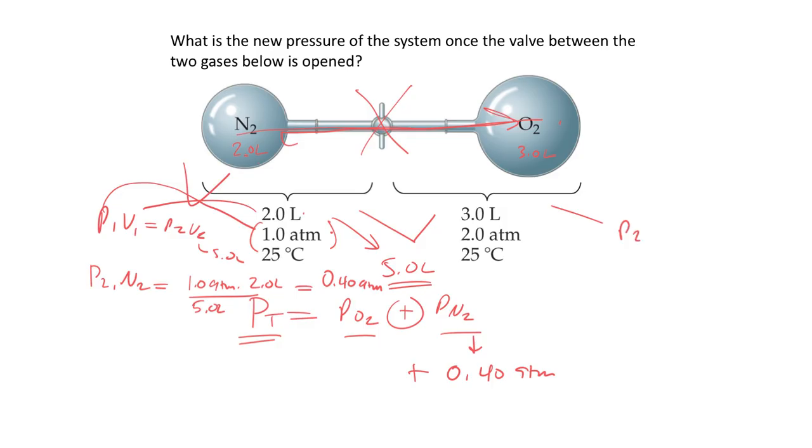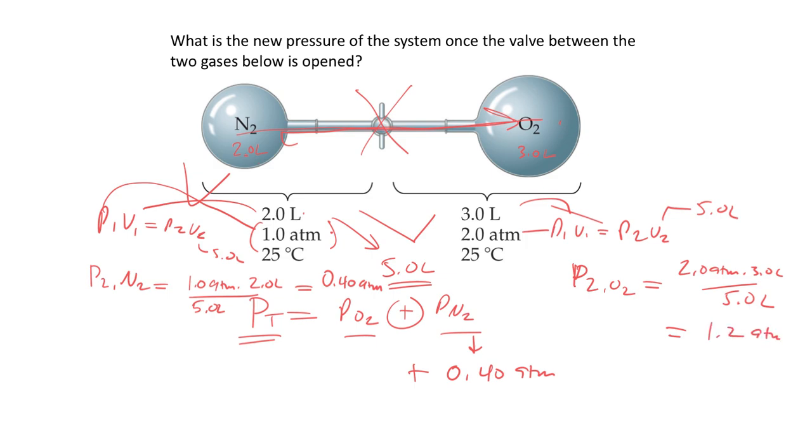Then I do P1V1 equals P2V2 for the O2, from the initial volume of 3 liters at 2 atm into the new volume of 5 liters. So my P2 for O2 will be equal to 2 atm times 3 liters divided by 5 liters. 6 over 5, I think that's 1.2 atm.